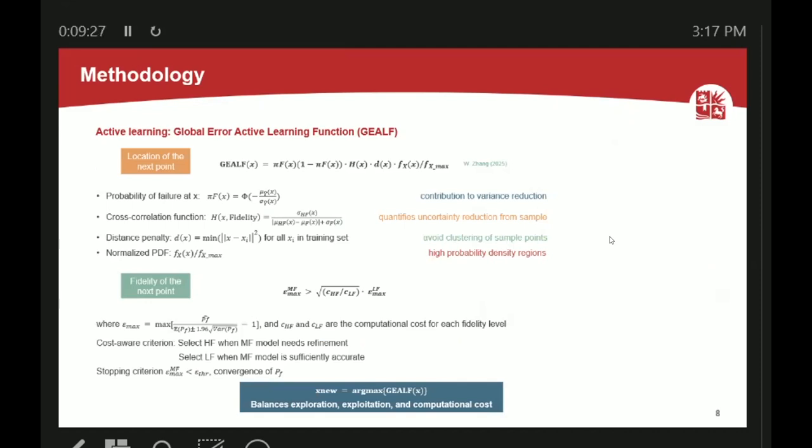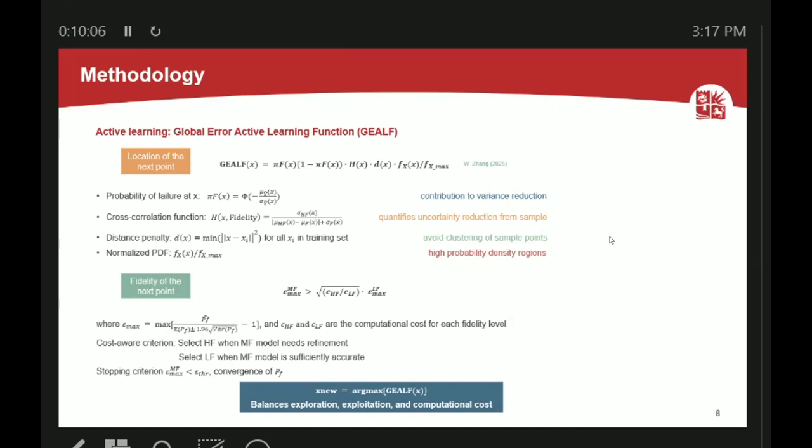Now, if you want to take advantage of a multi-fidelity model, we need to figure out new active learning functions that tell us when and where to select high or low fidelity data. So this is the global error active learning function we use here. Basically, it's divided into 4 parts. The new point will either give us the highest contribution to the variance reduction close to the limit state, or give an improvement for the co-kriging model. We also introduce this distance penalty function, because we don't want all the points close together. Finally, there are the normalization factors.